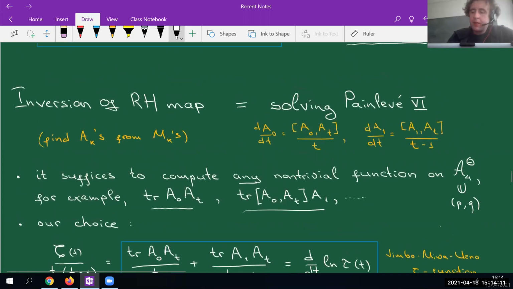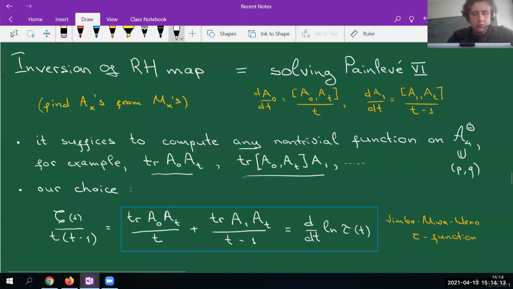Yes, and perhaps it is worth mentioning another point. We have fixed these parameters theta, the eigenvalues of monodromy. So these will be 4 parameters in Painlevé 6, and the remaining 2 monodromy parameters will be the integrals of motion for our nonlinear differential equation.